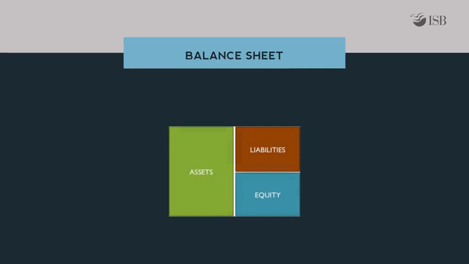In a balance sheet, assets typically appear on the left side or at the top, and liabilities and shareholders' equity appear on the right side or at the bottom. However, this may vary from country to country depending on local accounting rules. In some countries, the order may be reversed.